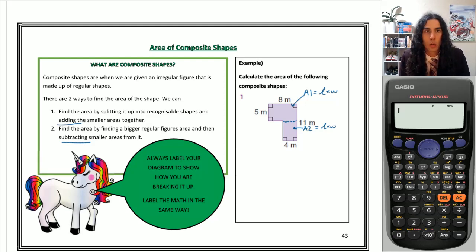But now we've got to check. Do we have the length for the A1? Yes, we do. The length is 8 meters. The width is 5 meters. For this bottom one, the length is 4 meters. But the width, is that 11 meters? Nuh-uh. 11 is all the way from there to there, and that's 5 from there to there. So we need just that bottom bit. So the trick is 11 is the whole thing. Take away the top bit, and what we're left with is the bottom.